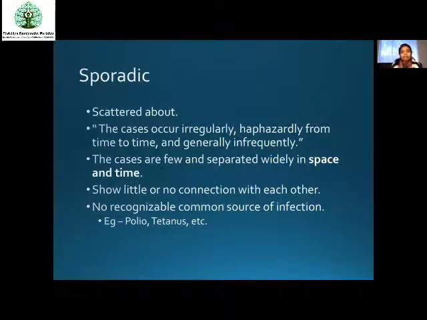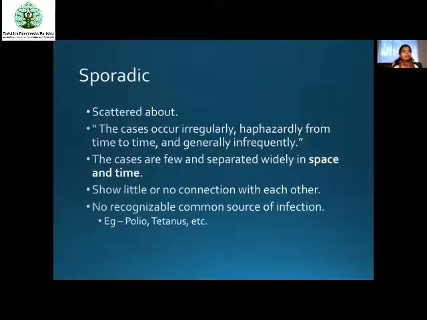Sometimes we find some diseases which are very much scattered about. You don't even find any relations between the cases. If you try to track down how it might have come here, it is very difficult. They are irregularly spaced, haphazard from time to time and infrequent. Such cases are called sporadic diseases. The cases are very few and widely spread in space and time. Space and time meaning they are not related in region. It might be a different geographic region wherever you find those cases, or not even related in time.